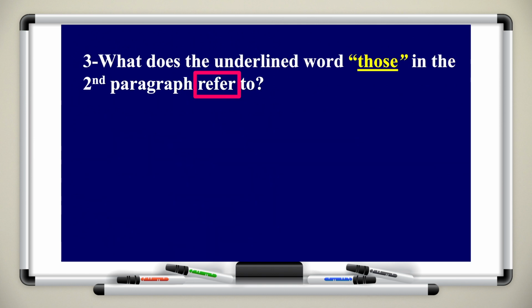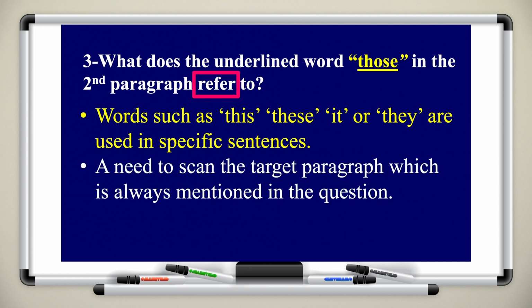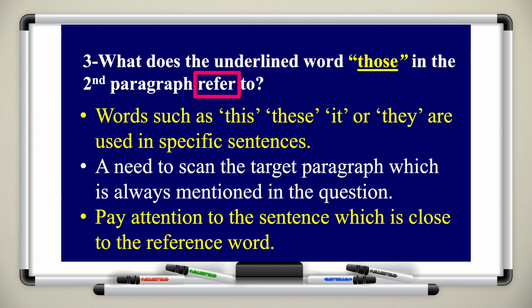Question number 3. What does the underlined word those in the 2nd paragraph refer to? See, the assigned paragraph here is the 2nd paragraph. Words such as this, these, it, or they are used in specific sentences. You need to scan the target paragraph, which is mentioned in the question. Pay attention to the sentence which is close to the reference word.